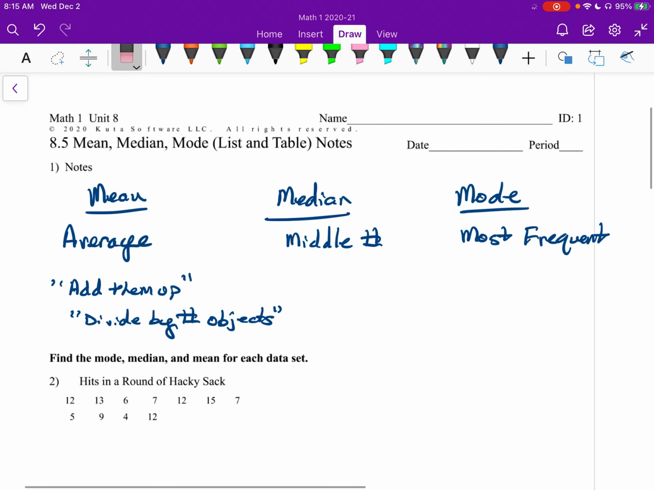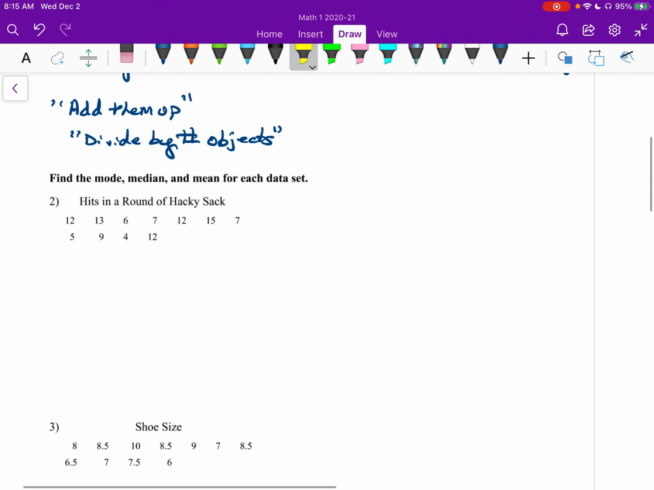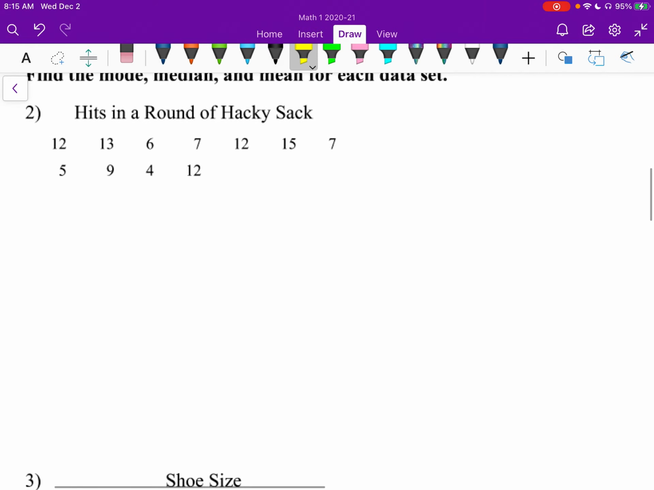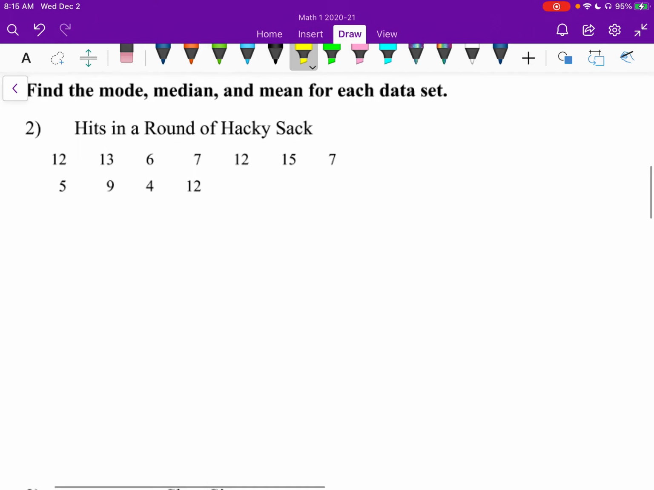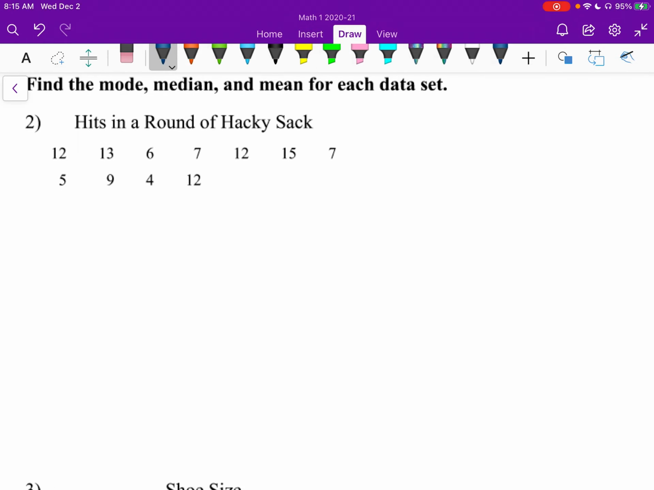All right. So the next few sections are going to be us reading different data, and in this one, it's going to be listed in a list and table. And we're going to have to find the mean, median, and mode of each of the different data sets. So starting off in number 2. These are not in order for us. For starters, we're going to have to write these numbers in order from smallest to biggest.